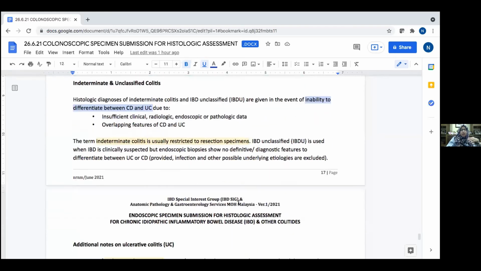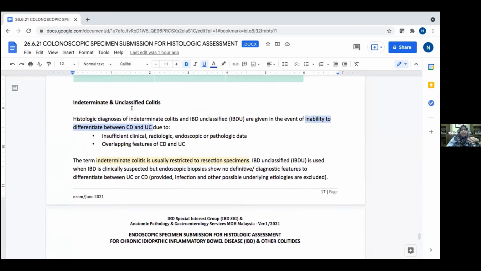Now, just to cover for completion, the terms indeterminate colitis and unclassified colitis, IBD unclassified. You use them when you're not able to differentiate between Crohn's disease and UC. We know it looks like IBD, but you can't really tell which one it is. Sometimes because of insufficient clinical information, or maybe the sampling is inadequate. Sometimes they do localized sampling. Or sometimes there are overlapping features between Crohn's disease and ulcerative colitis.